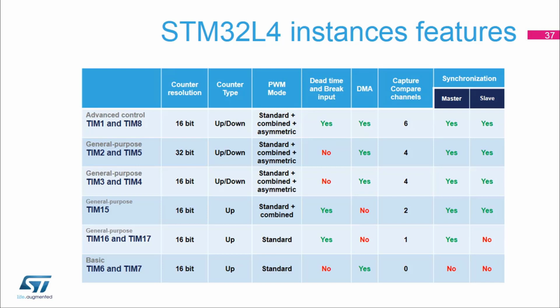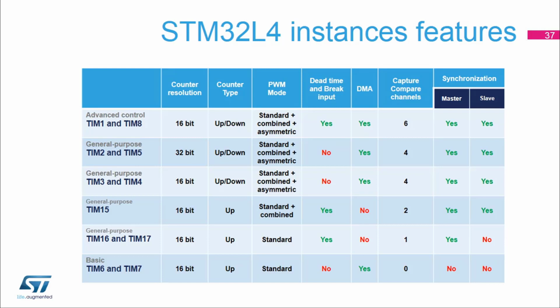Timers 1 and 8 are full-featured timers, motor control capable, including all PWM options and 6 compare channels for being able to simultaneously generate 3-phase PWM signals and have 2 independent ADC triggers. Timers 2, 3, and 4 are general-purpose timers, including all PWM modes, up-down counting capability, and 4 channels. Timers 2 and 5 additionally offer 32-bit counting range.